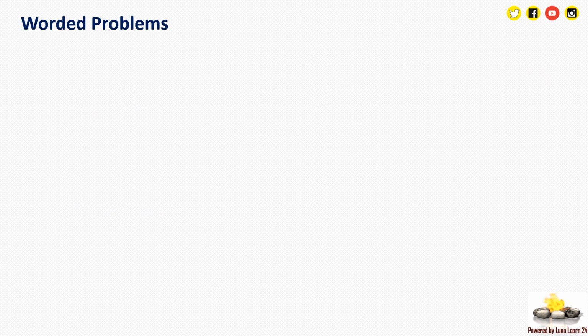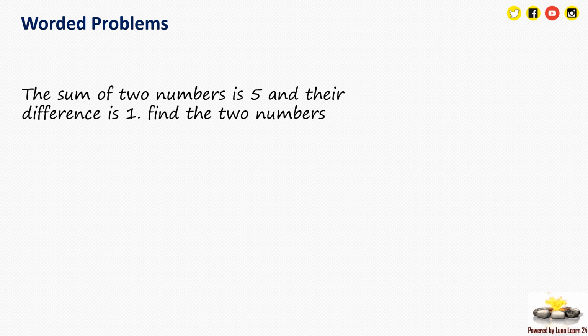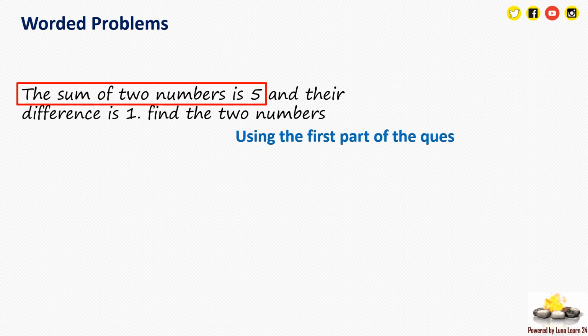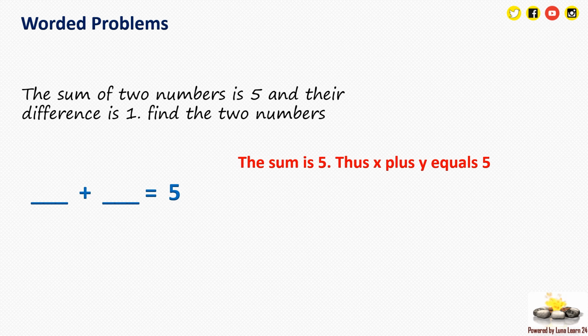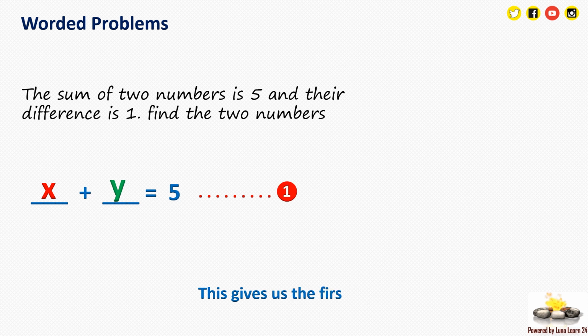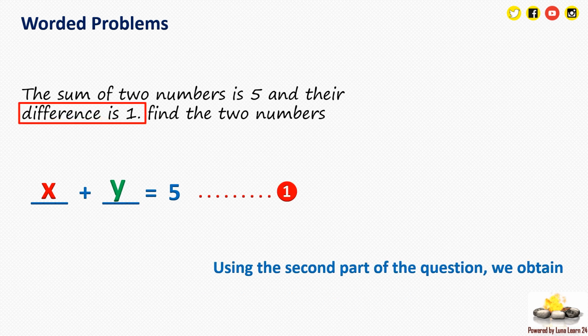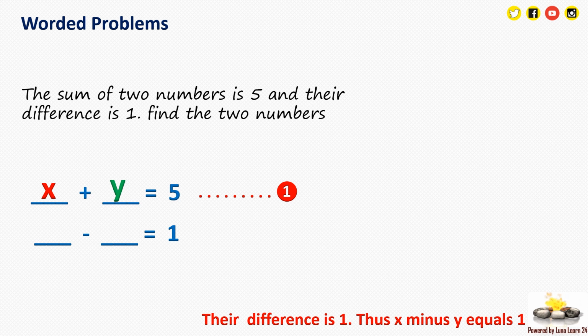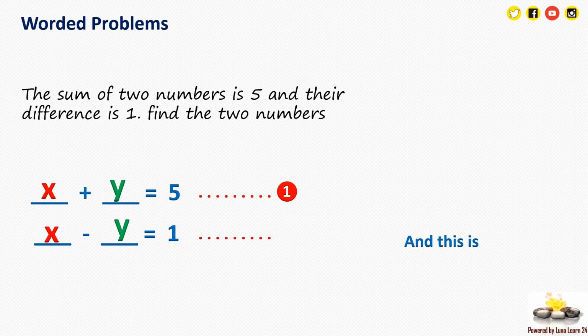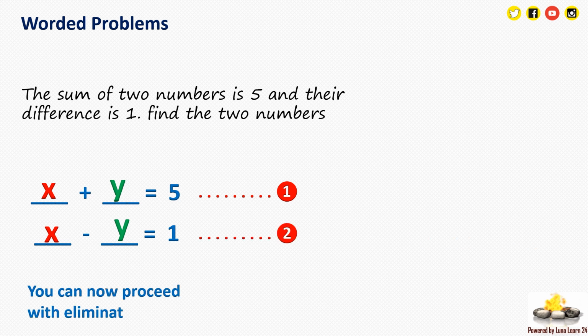Let's look at worded problems. At times, the equation is given in worded form. Let's take this example and form equations. The sum of two numbers is 5 and their difference is 1. Find the two numbers. To solve the problem, we define the two numbers. Let the first number be x and the second be y. Using the first part, the sum is 5. Thus, x plus y equals 5, giving us equation 1. Using the second part, their difference is 1. That is, x minus y equals 1, equation 2. You can now proceed with elimination.